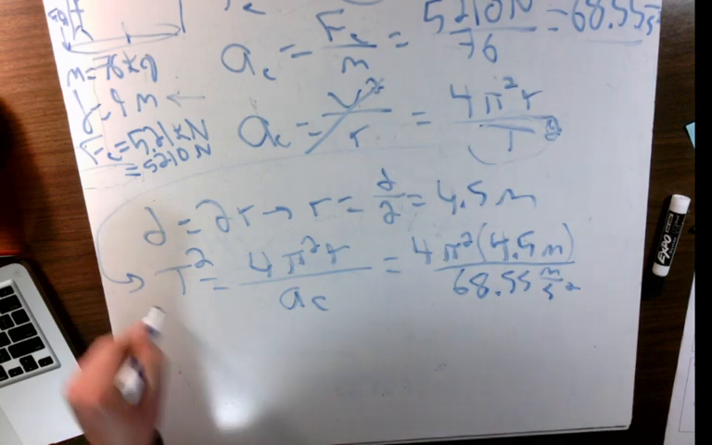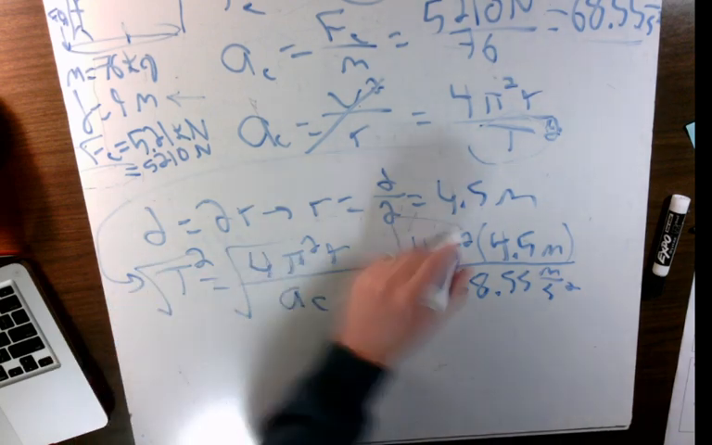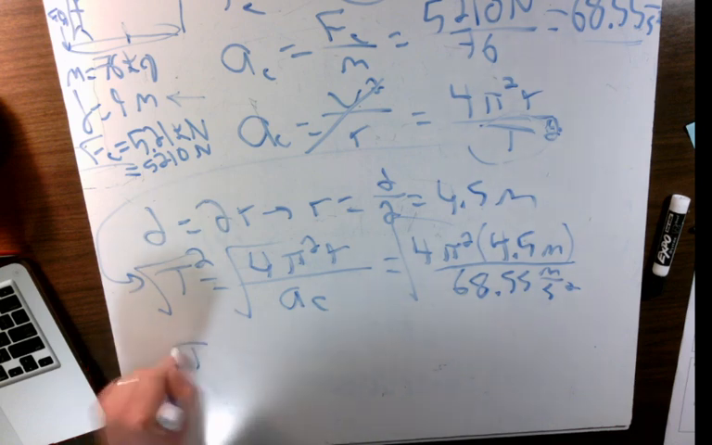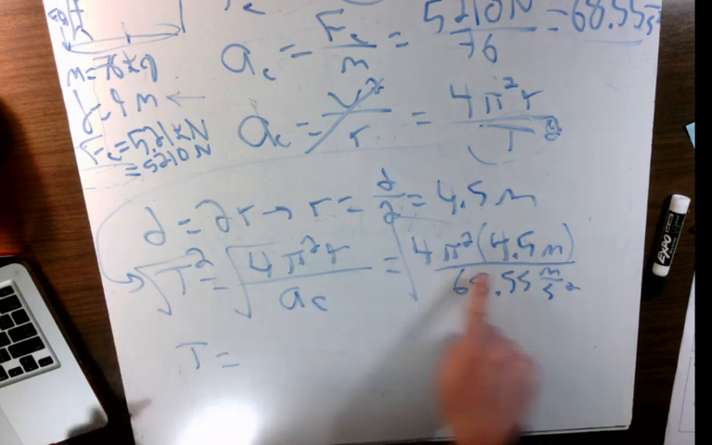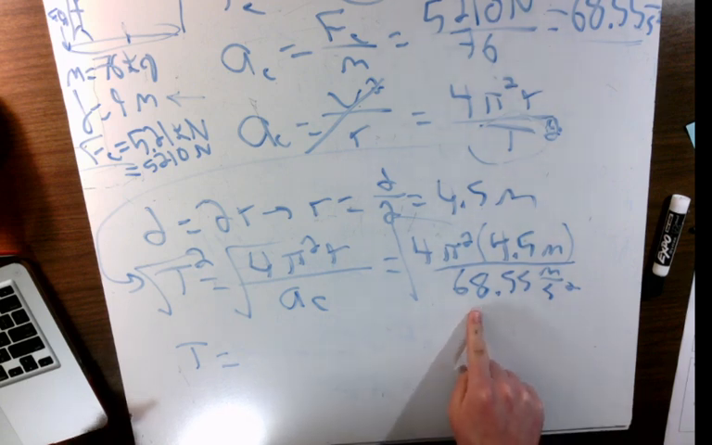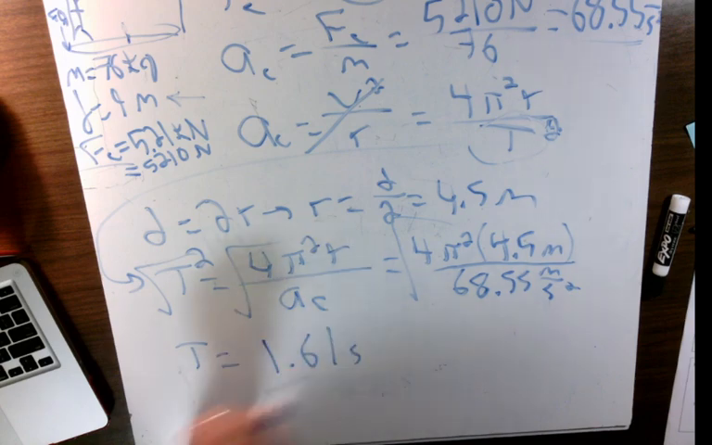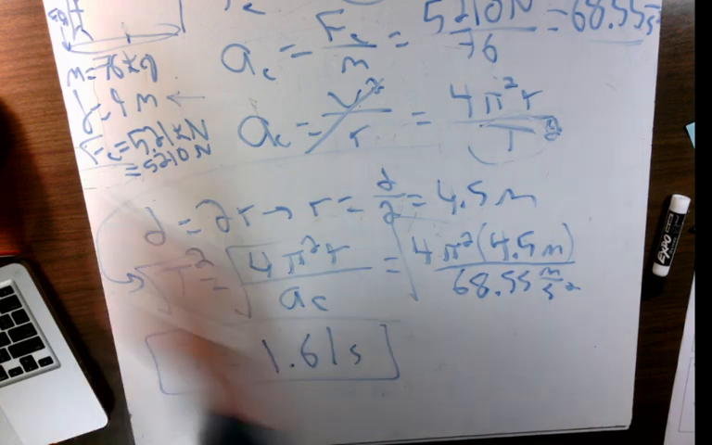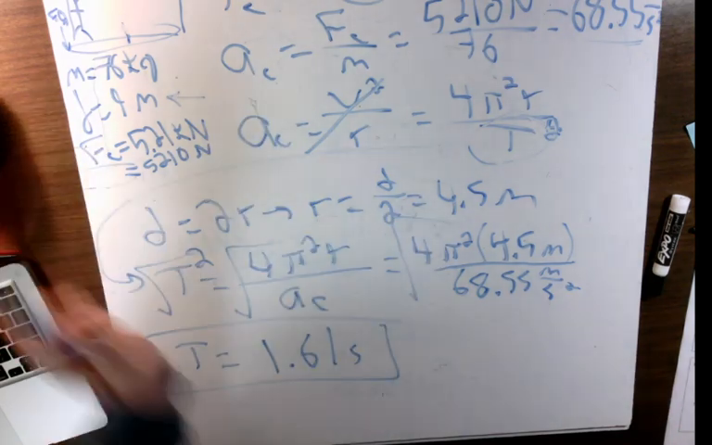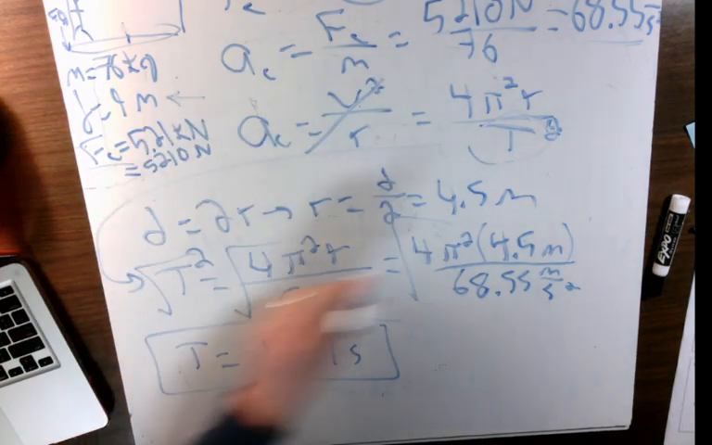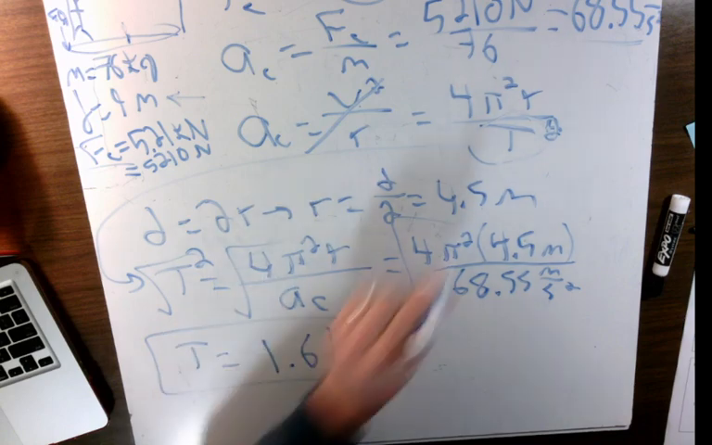Now, we need to take the square root to get rid of the squared. So period is equal to the square root of 4 pi squared times 4.5 divided by 68.55, giving us a period of 1.61 seconds. So it takes this centrifuge 1.6 seconds to complete a loop. Ooh, sorry if you're getting dizzy.